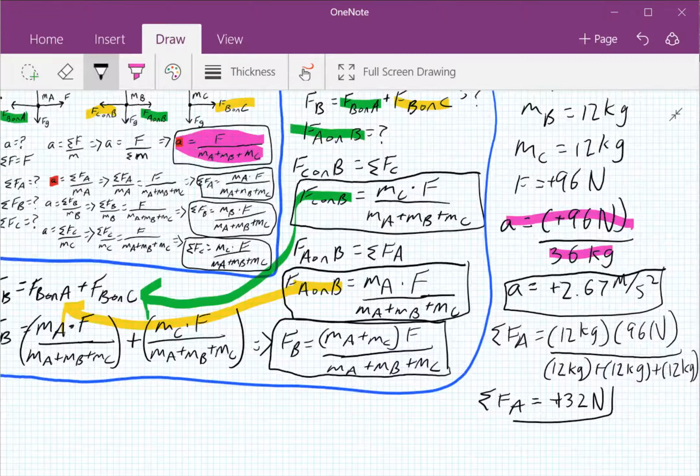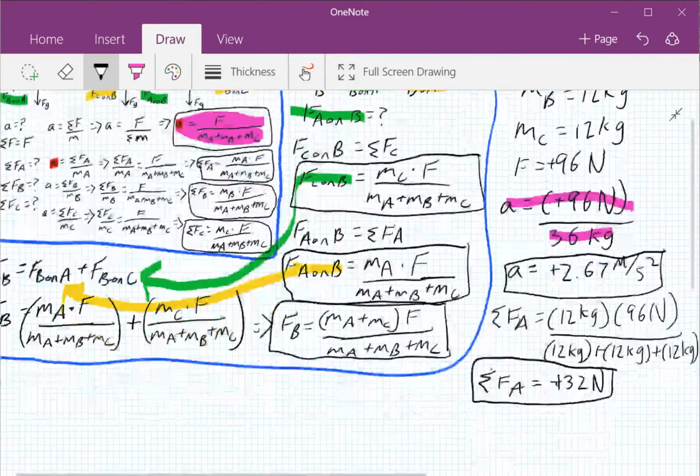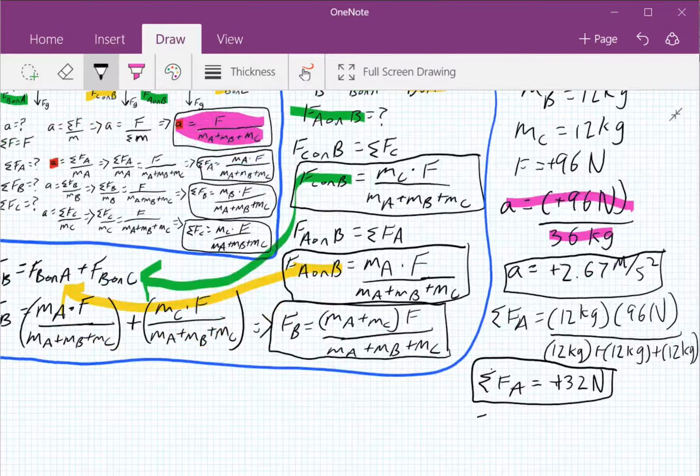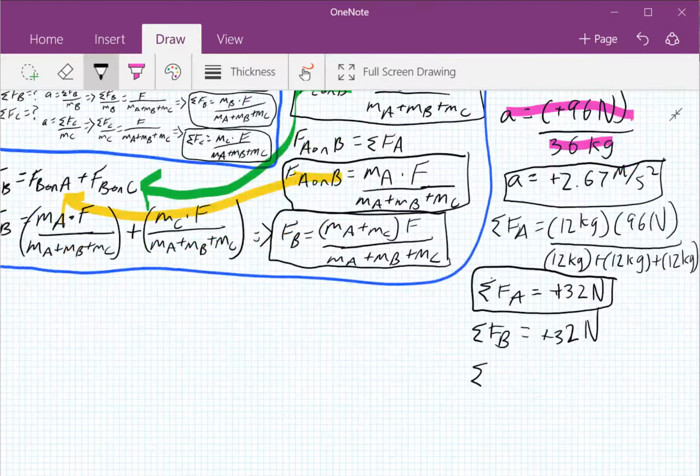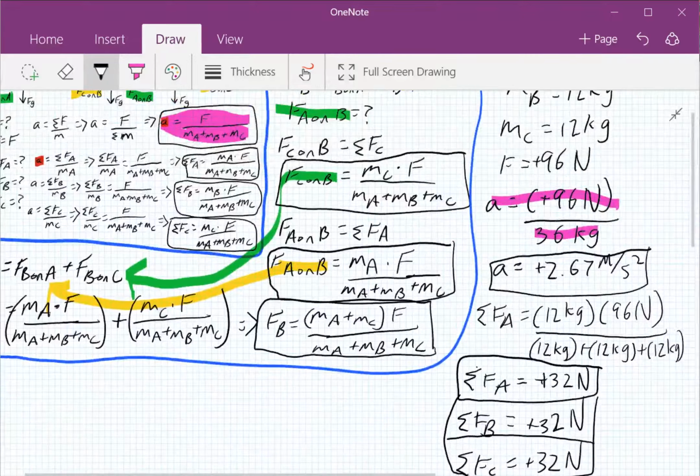Well, that means the sum of the forces for B will also be 32 newtons. And the sum of the forces for C will be 32 newtons. Okay, nice and easy. Final step, they tell you that you need to add in the forces.